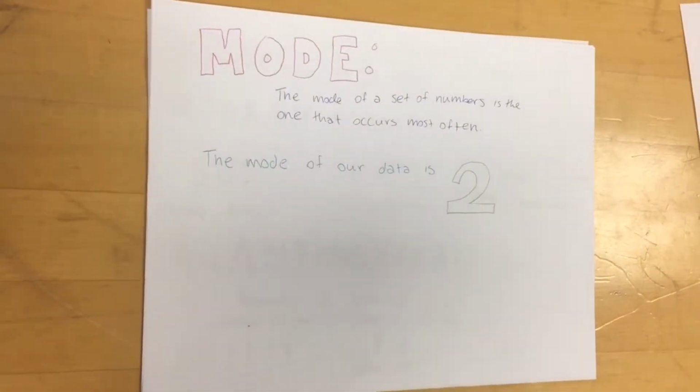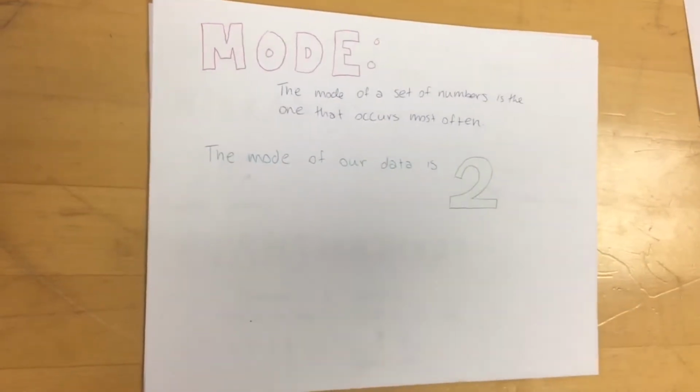The mode of a set of numbers is the one that occurs the most often. The mode of our data was 2.